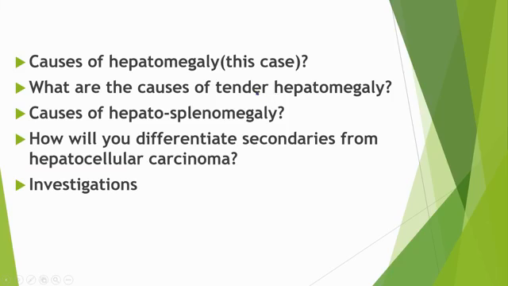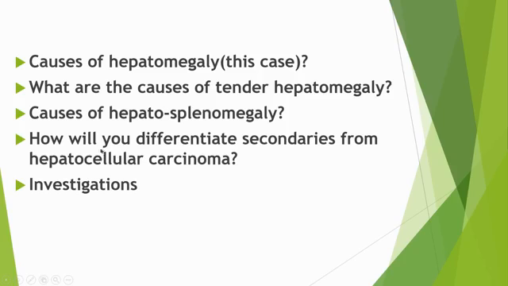Tender hepatomegaly, most commonly, is due to liver abscess. You should tell liver abscess first. Then you may tell about CCF. You may tell about acute hepatitis or hepatoma. Causes of hepatosplenomegaly: hepatomegaly with splenomegaly. Common causes should be told first.